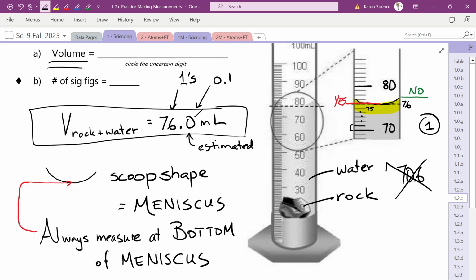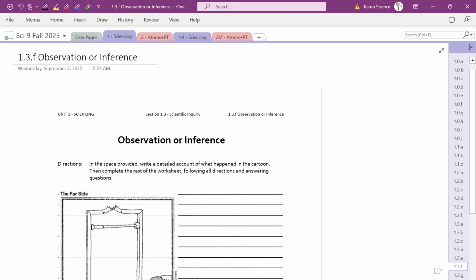Okay. Now, would we like a little break from measuring? We'll come back to it later and we'll do something else in the meantime. Okay. So what we are going to do right now is go to, let me get my book and see which one it is. Okay. We are going to go to 1.3F, which is on page 60.